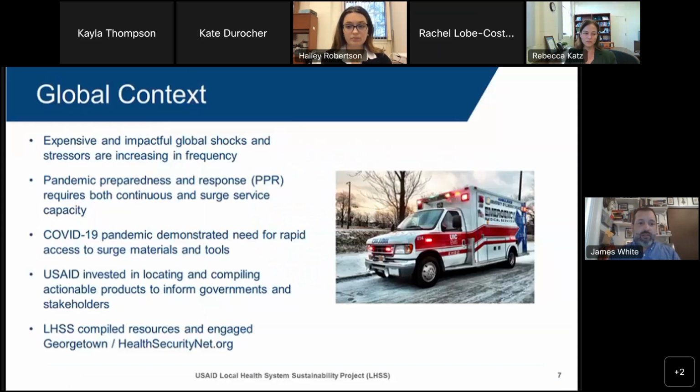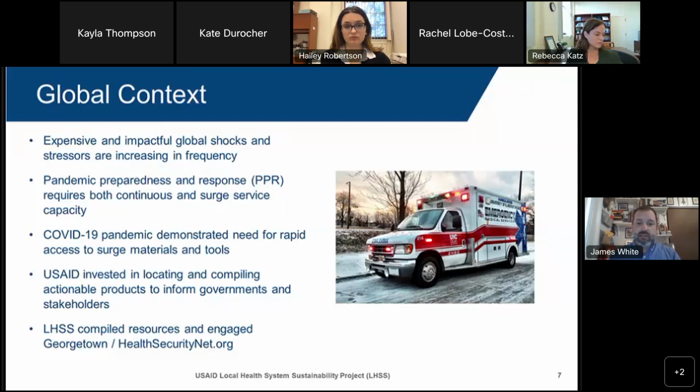So a little bit of quick context before I hand it over to our colleagues at Georgetown. We know that we live in a complex world. There are more expensive and impactful global shocks occurring and stressors throughout our health systems that are increasing in frequency. We know that pandemic preparedness and response, often referred to as PPR, requires a focus on both continuing the provision of essential health services in times of emergency, but also having the ability to surge services when required.